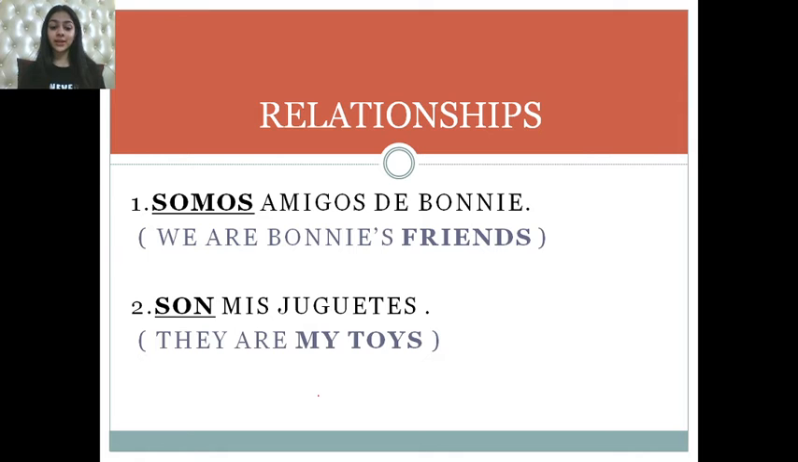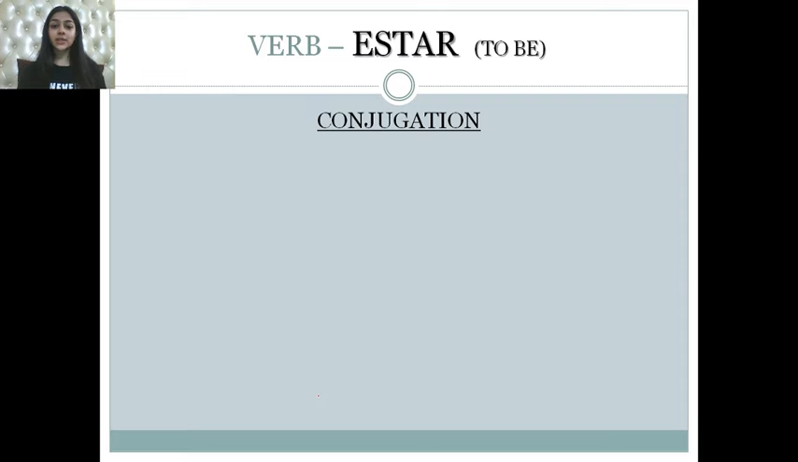Son mis juguetes. They are my toys. Again, these are my toys. They belong to me. So again, a relationship. So with this, we have done verb ser. I hope that is clear.